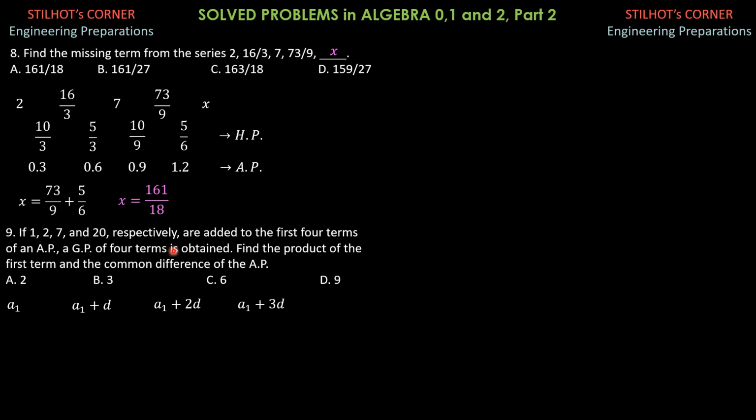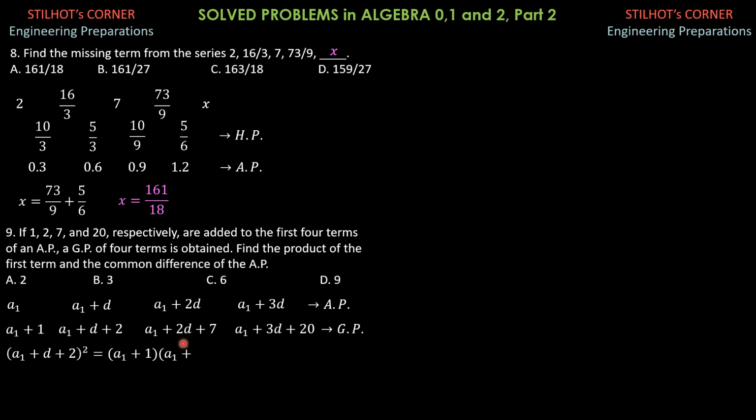As stated here, if we add 1 to the first term, 2 to the second, A1 plus D plus 2, then 7 to the third, A1 plus 2D plus 7, and for the fourth, A1 plus 3D plus 20, then these terms would be in geometric progression. The shortcut to this is that the square of the middle term is equal to the product of the left and right side terms. So (A1 + D + 2) squared equals (A1 + 1) times (A1 + 2D + 7).